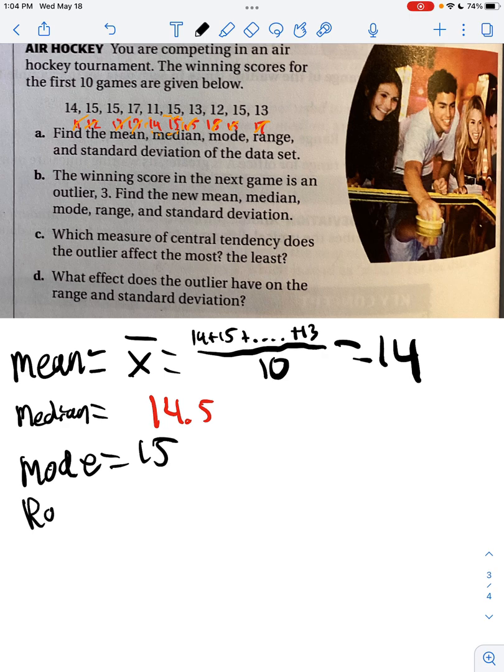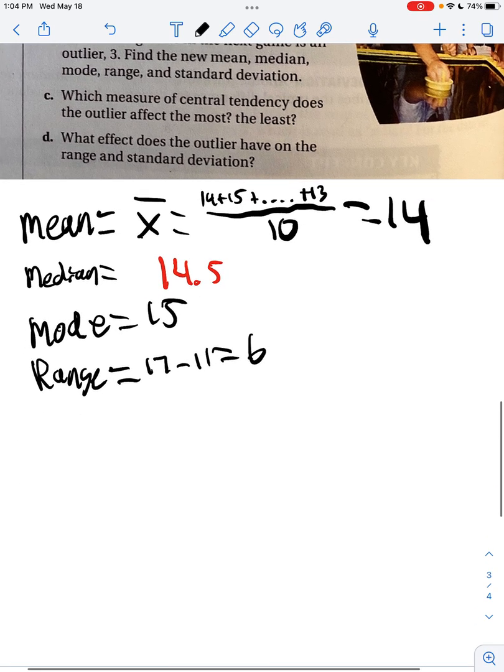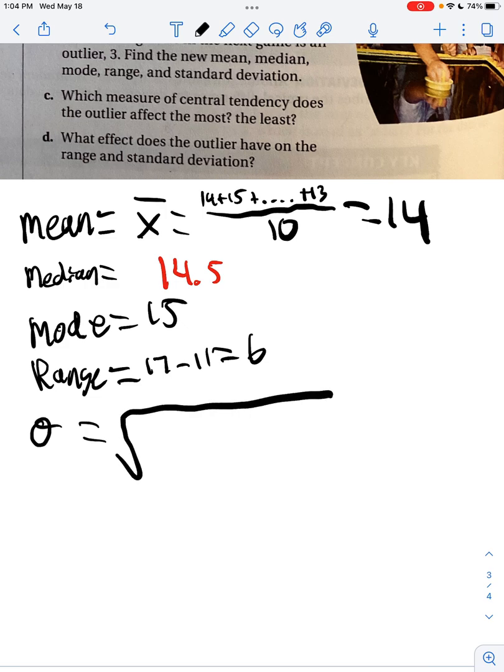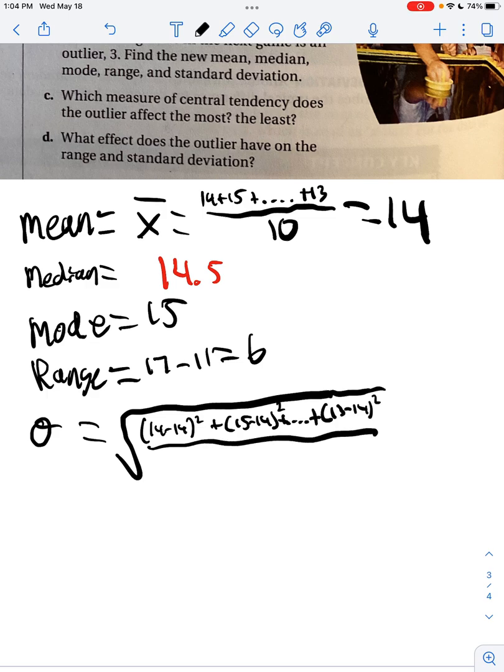The range, 17 minus 11 is 6. And then my standard deviation, again, plugging in this big formula, my average is 14. Again, not going to write it all out, but to calculate it, you do have to write down every single piece of data, divide it by 10, and this is going to approximate to about 1.7.